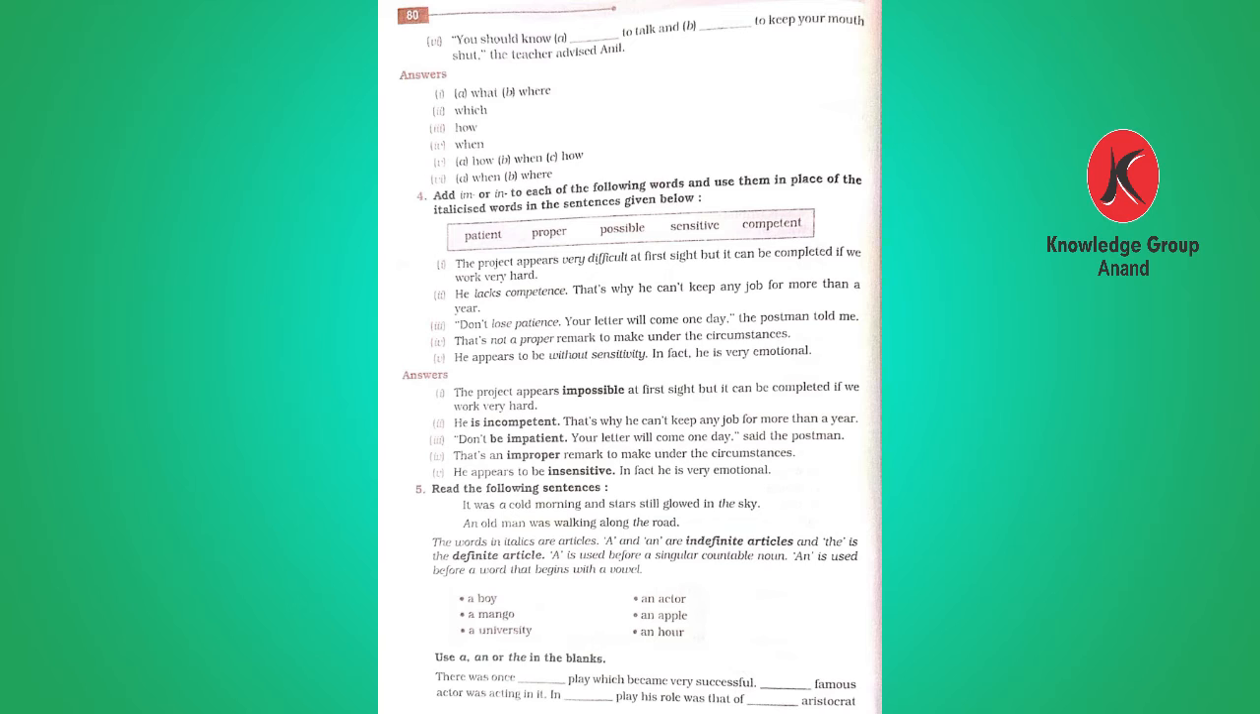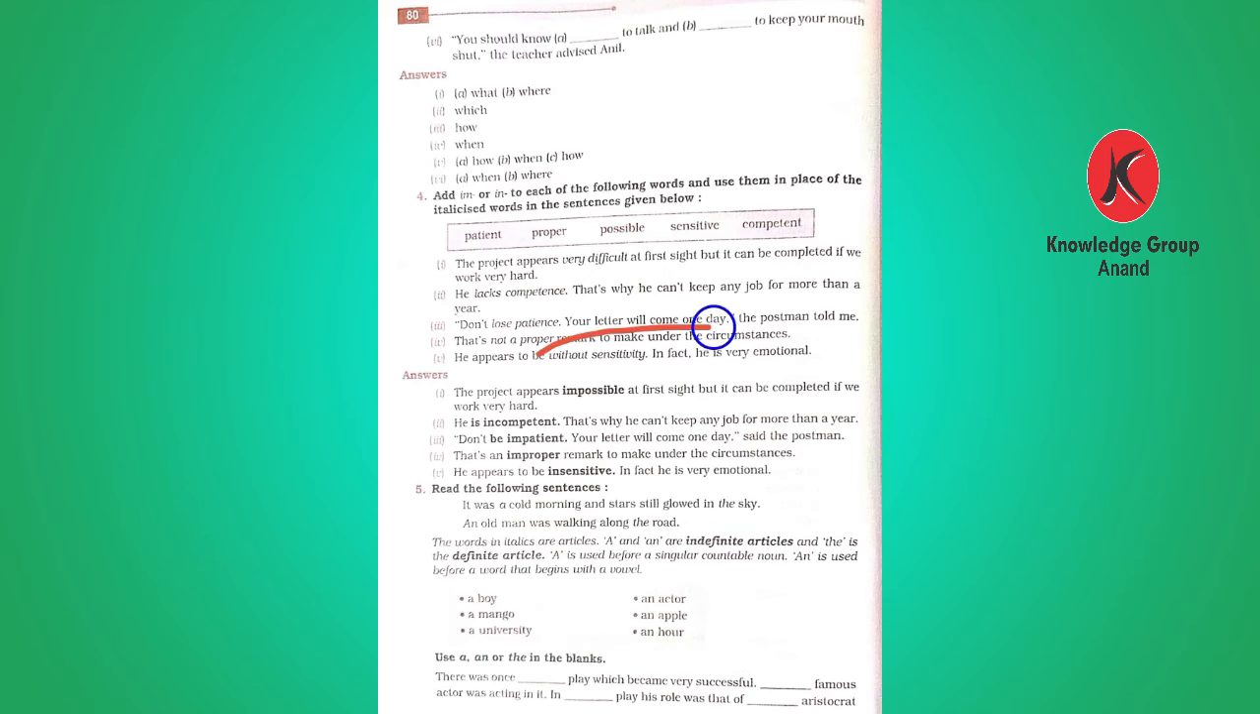Number 4 is add im or en to each of the following words and use them in place of the italic words in the sentence given below. Okay, so patience, proper, possible, sensitive and components words are given. So the first sentence will go, the project appears very difficult at first sight, but it can be completed if we work very hard. See, answers are here.